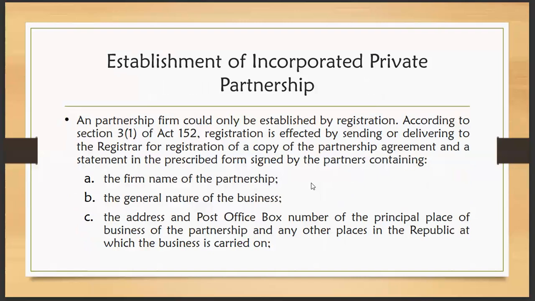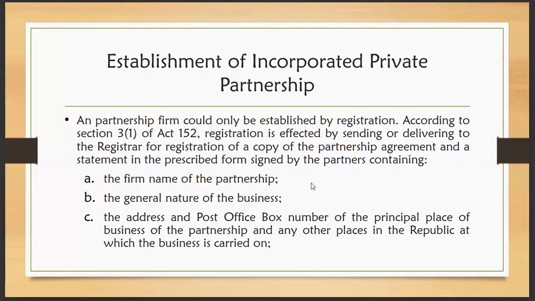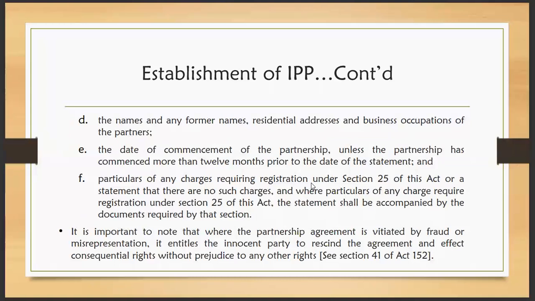Now, how is incorporated private partnership established? Yes, there's a registration regime which you go through, very simple. You get the requisite forms from the registrar, and then you must have the name of the partnership. You must have a statement of the general nature of the business. What is the partnership going to do? Of course, the various addresses of the partners, and also the place of business of the partnership. All those will have to be stated in the forms that you fill.